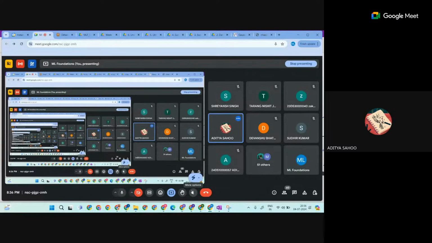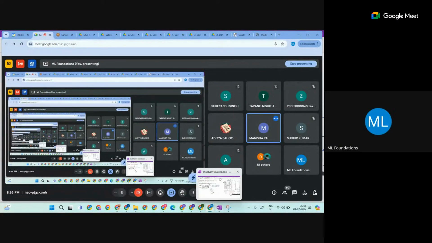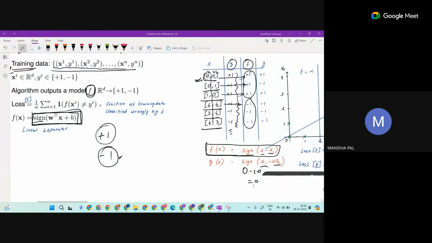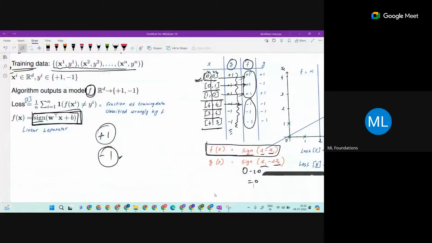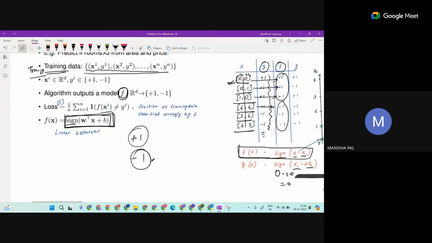Okay, sir. I want to clarify one thing. If it's a positive number, let's say +2, then we will take it as +1. +1 only, yes. That's the classification. There are two groups. A positive value will fall in the positive group, the +1 side. And if you get a negative sign, then it will fall in the negative group, -1.